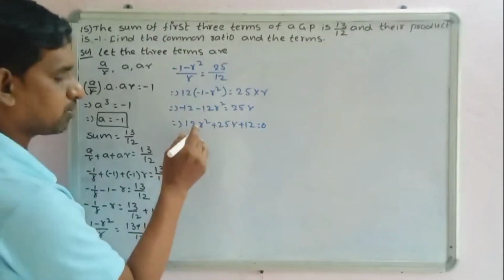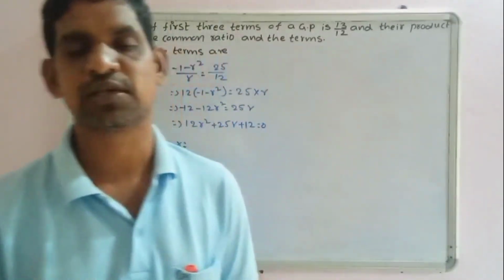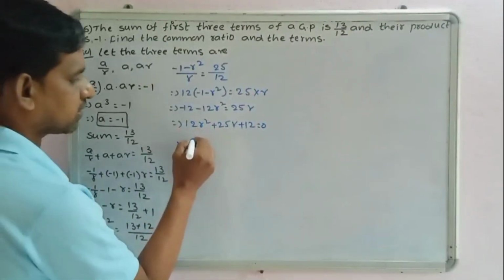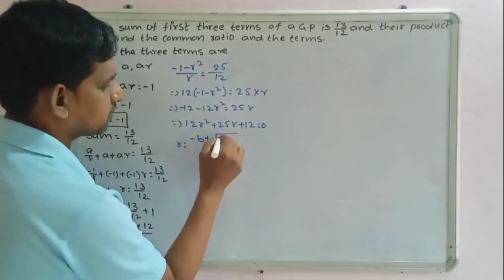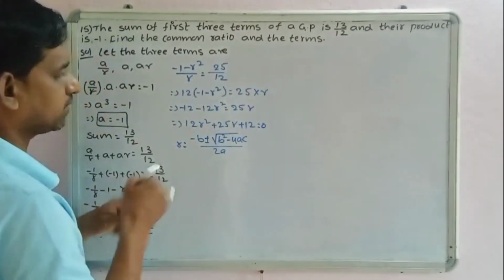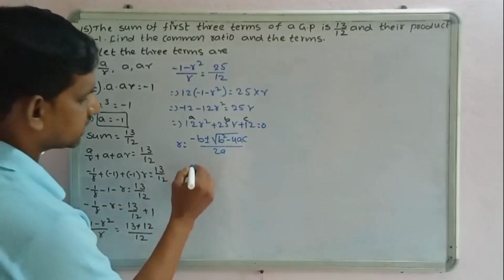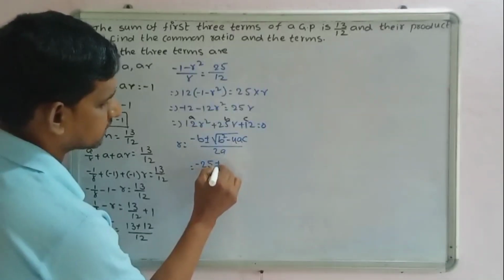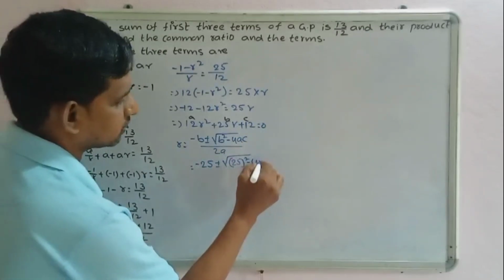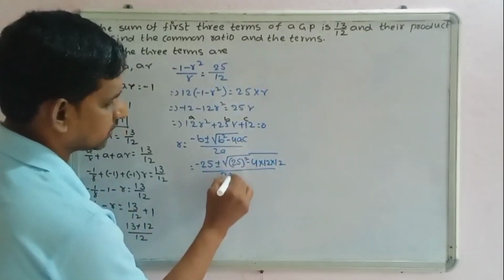Okay, what is the quadratic formula to find the roots? The formula is x equals -b plus or minus square root of b square minus 4ac, by 2a. Here the equation is in the form of r. So r equals -b plus or minus square root of b square minus 4ac by 2a. This is a, b, c. Okay, now minus b, so minus 25 plus or minus square root of 25 square minus 4, a value 12, c value also 12, by 2a, 2 times 12.